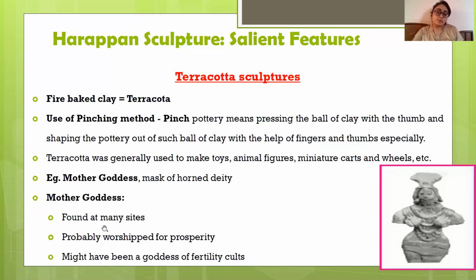It is said that probably she was worshipped for prosperity and she might have been a goddess of fertility cults. Okay, so these are some of the features of the mother goddess. The mother goddess sculpture is prepared using the pinching method and she is made of terracotta. What is terracotta? It is fire baked clay. Clear?